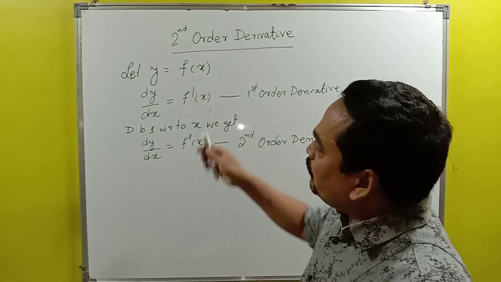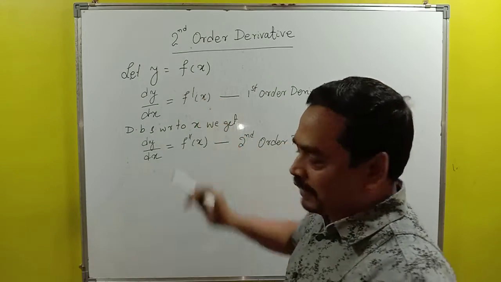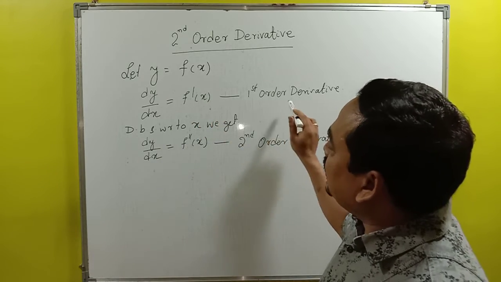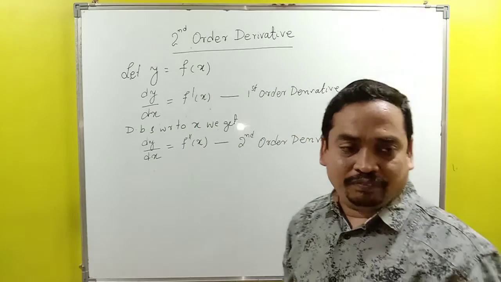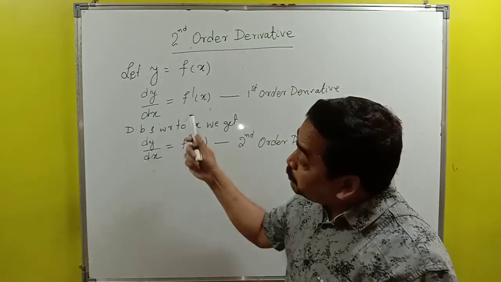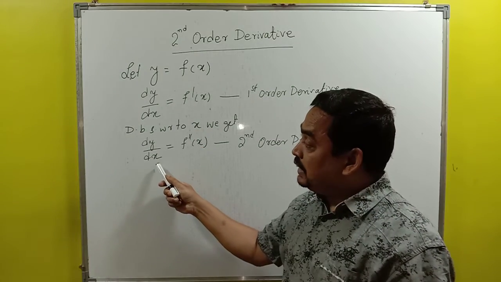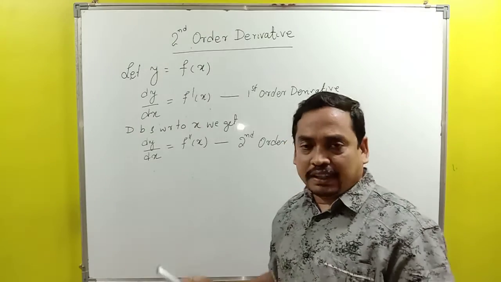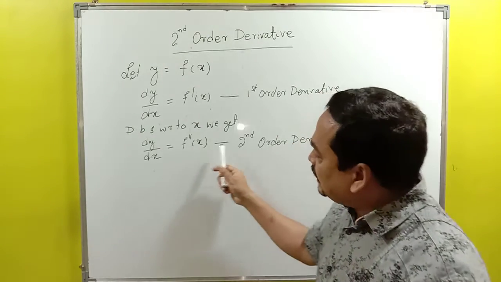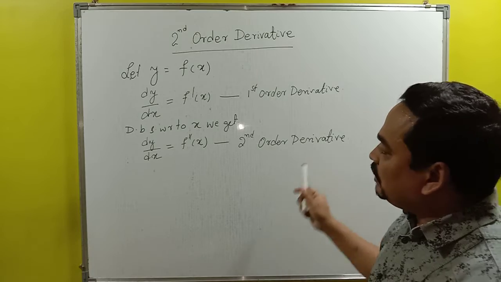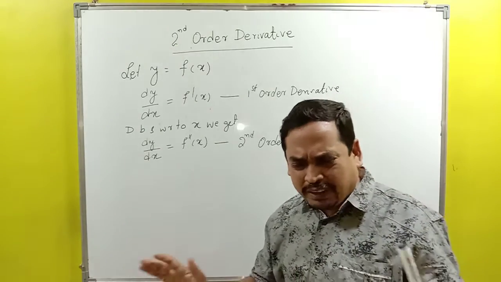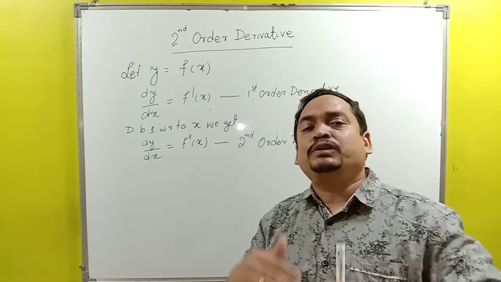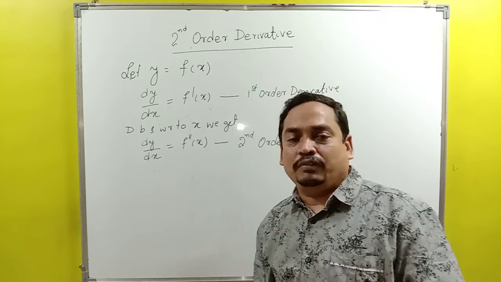If y is equal to f of x, then dy by dx is equal to f dash x. If once more you do the differentiation, then d by dx of dy by dx is equal to f double dash x. This is known as your second order derivative. Everybody understands? It is very simple. Once you have done the differentiation, you do the differentiation once more.